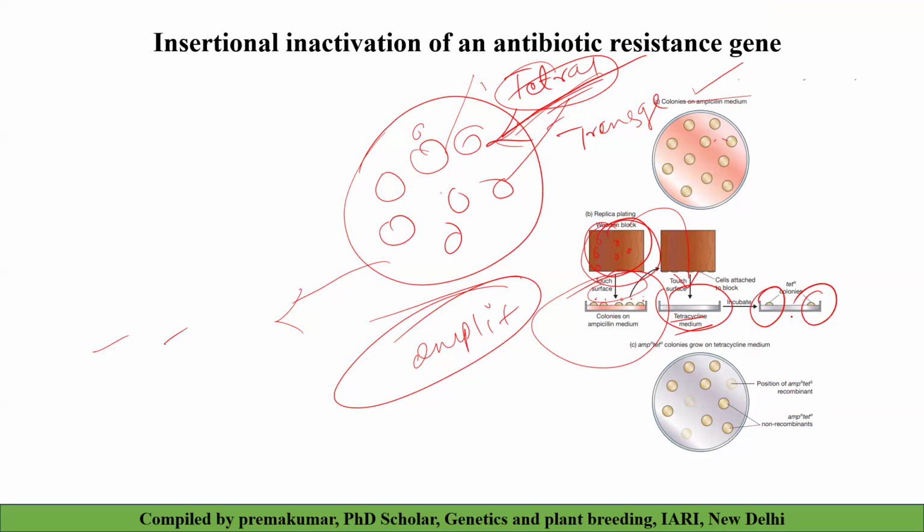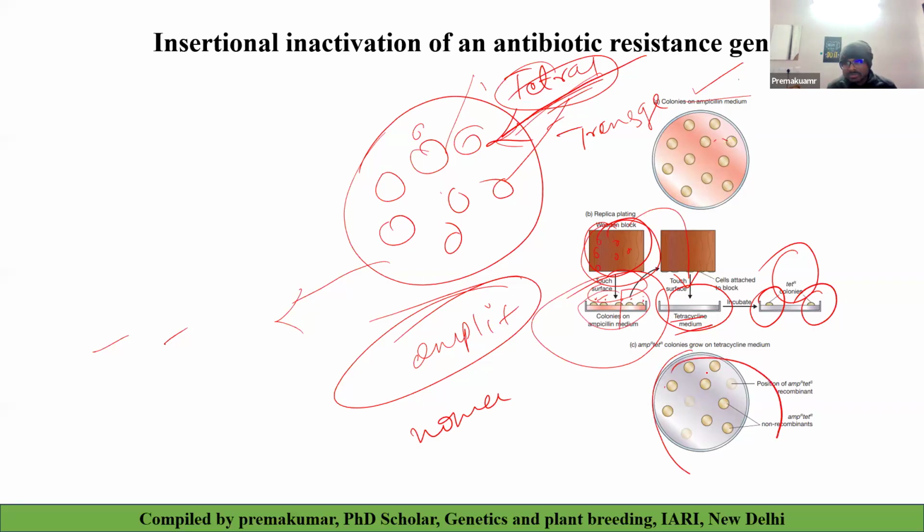Non-recombinant, because they are growing in tetracycline, so the tetracycline gene is not disrupted. Then here we have the positions, because it's an exact replica of this plate. See, this is the replica plate which I have grown. This is the extension of this plate.